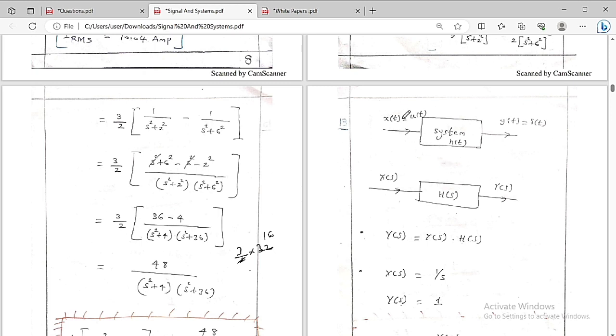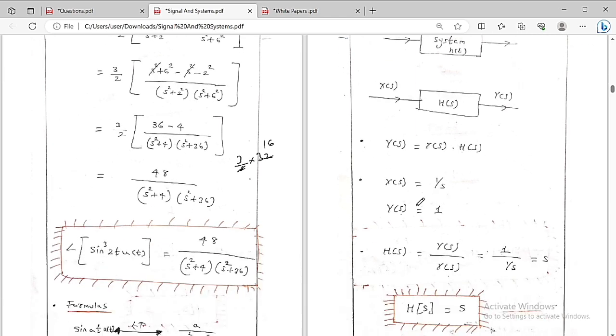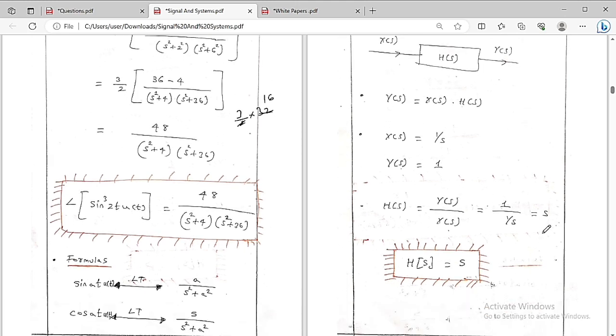So what is x of s? X of t is equal to u of t, so x of s is equal to 1 by s. And y of t is equal to delta of t, so y of s is nothing but the Laplace transform of delta of t, which is equal to 1. So x of s is equal to 1 by s and y of s is equal to 1. And what is h of s? H of s is equal to y of s by x of s. Y of s value is 1 and x of s value is 1 by s. So if you substitute and simplify, we are going to get the value equal to s.